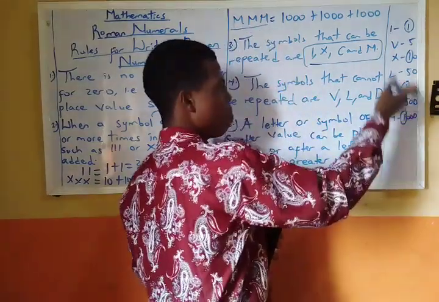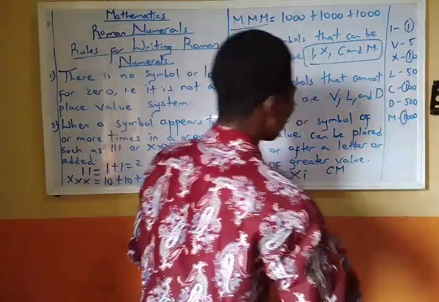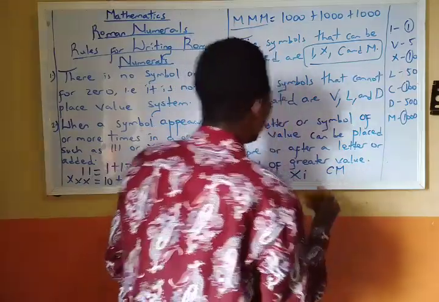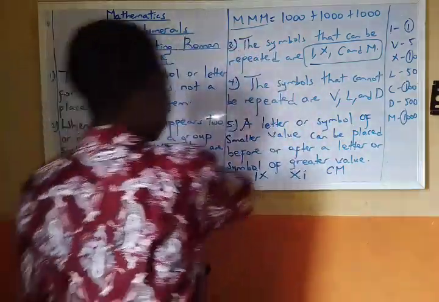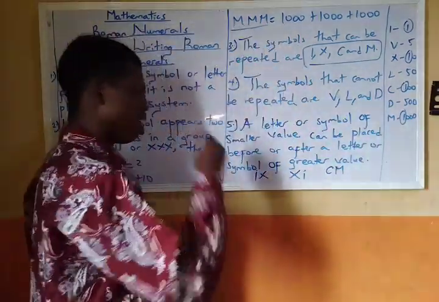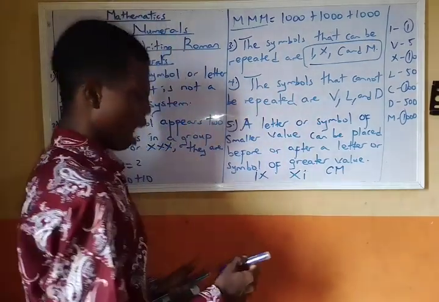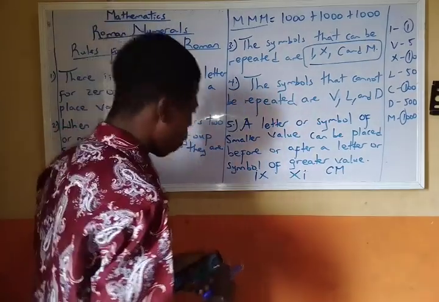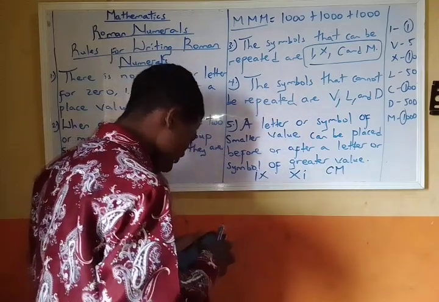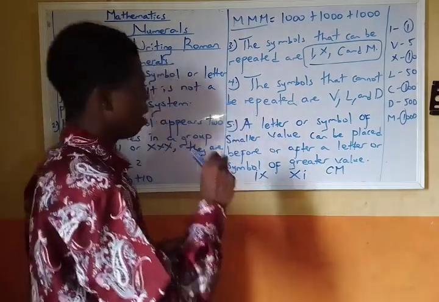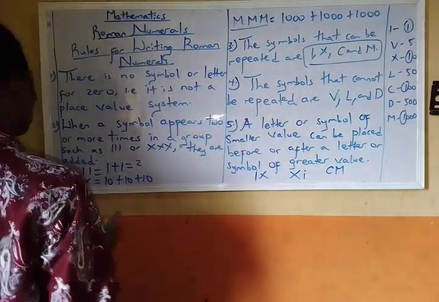100. What's the value of M? 1000. So you can see that a letter of smaller value can be placed before or after a letter of what now? Greater value. Are we together now? Can be placed before or after a letter of greater value. That takes us to the 6th rule.